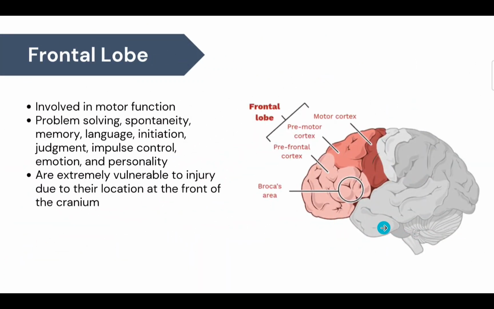First we cover the frontal lobe. The frontal lobe is involved in motor function, problem solving, spontaneity, memory, language, initiation, judgment, impulse control, emotion, personality, and decision making, all the higher order thinking skills. These parts of the brain are extremely vulnerable to injury due to their location at the front of the cranium. Cranium is your skull, right? So the frontal lobe is in control of our higher order thinking skills, where all the problem solving, decision making, memory, language, and learning take place.